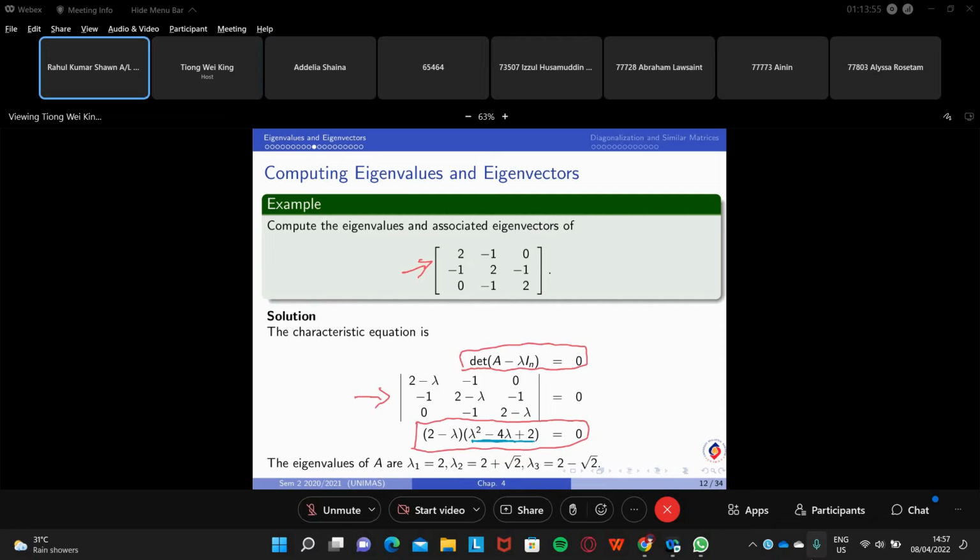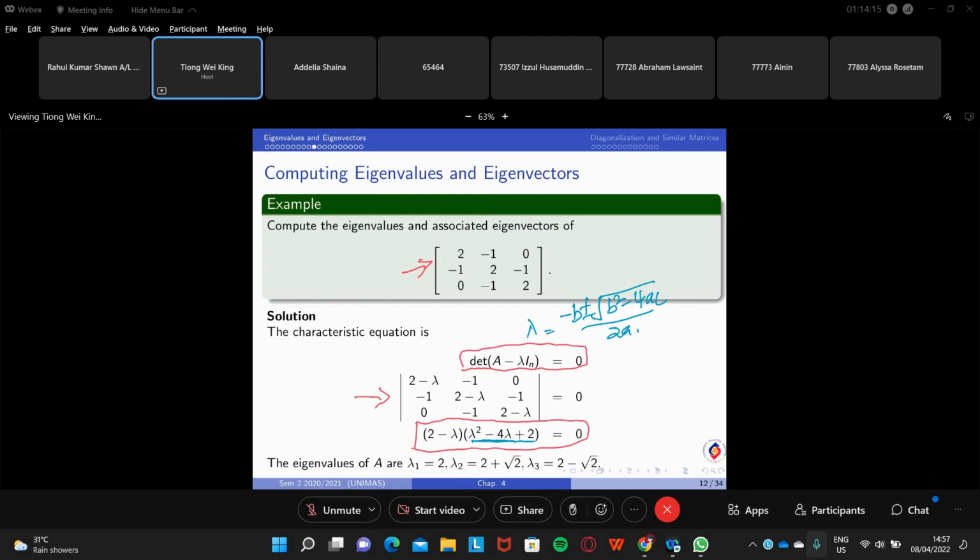The negative b plus minus b square minus 4ac. Yes, correct. Negative b plus minus the square root of b square minus 4ac over 2a. Okay, so lambda equals this.